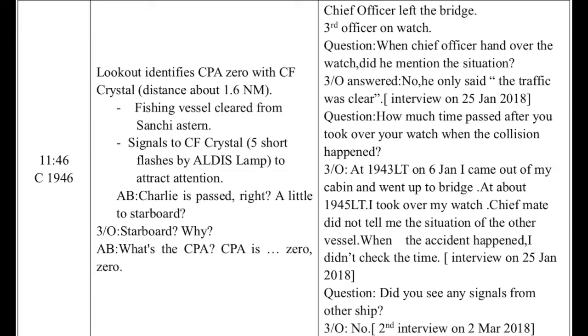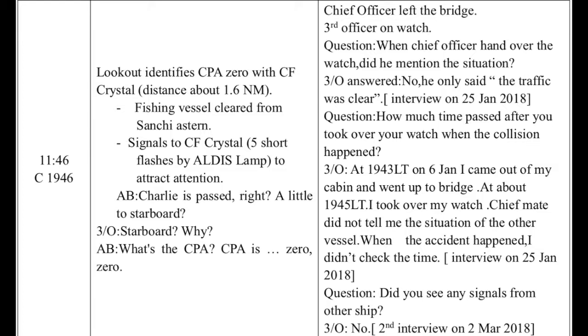Okay, let's finish the story of the Sanchi's case first. At 19:46, 4 minutes before the collision, the lookout identified CPA 0 with CF Crystal, and this led to a statement: signal to CF Crystal 5 short flashes by the Aldis lamp to attract attention. This statement didn't include their verbal conversation. I don't know where they got this idea. Originally they had a verbal conversation about asking the AB to flash the day-night signal to CF Crystal.